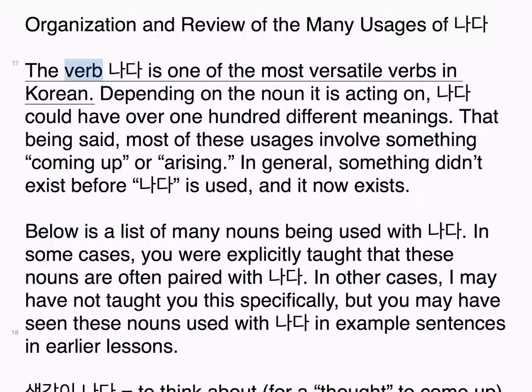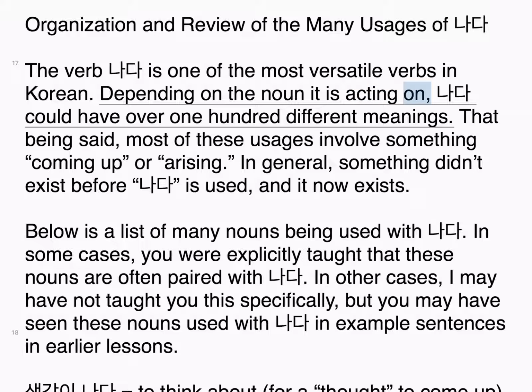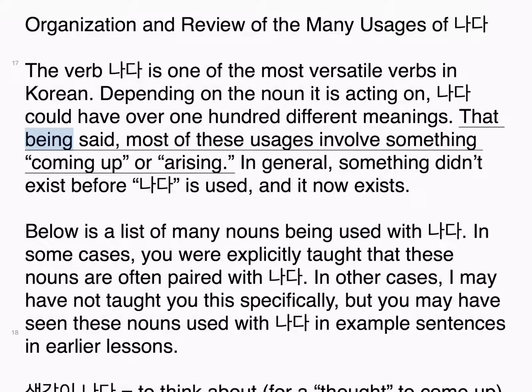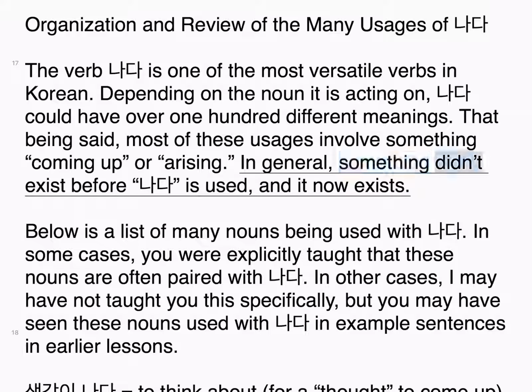The verb 나다 is one of the most versatile verbs in Korean, depending on the noun it is acting on, 나다 could have over 100 different meanings. That being said, most of these usages involve something coming up or arising. In general, something didn't exist before. 나다 is used, and it now exists.